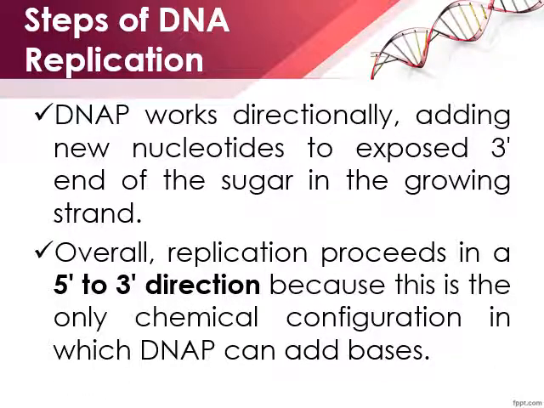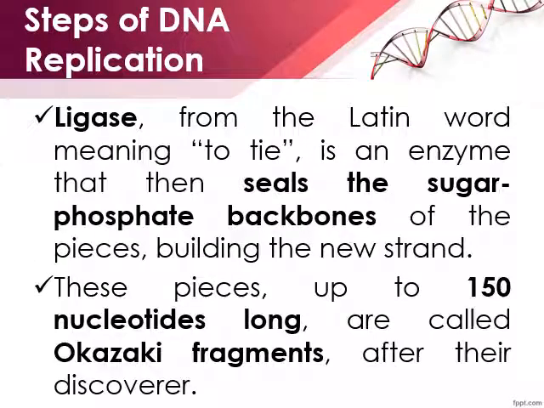DNA polymerase works directionally, adding new nucleotides to the exposed 3' end of the sugar in the growing strand. So overall, replication proceeds in a 5' to 3' direction because this is the only chemical configuration in which the DNA polymerase can add bases. So ligase, which comes from the Latin word meaning to tie, is an enzyme that then seals the sugar phosphate backbones. So these pieces, up to 150 nucleotides long, are called the Okazaki fragments.